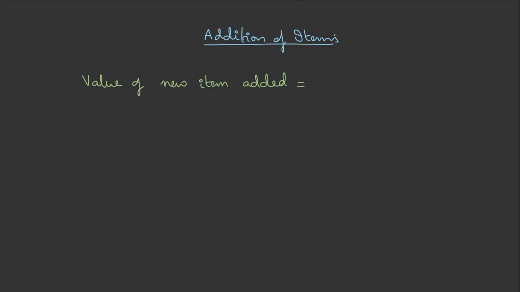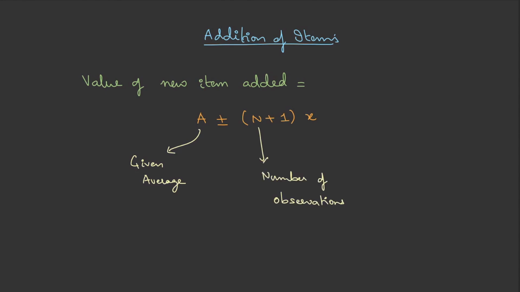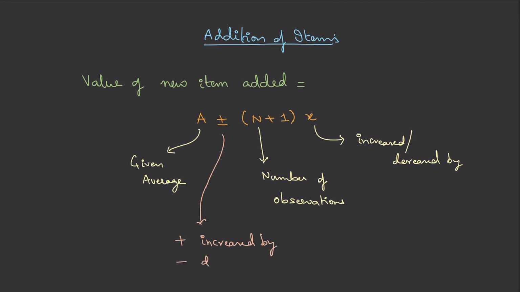In this lecture, let's learn about addition and removal of items. The value of the new item added will be a plus or minus (n plus 1) into x, where a is the given average, n is the number of observations, and x is the value which is given as increased by or decreased by. And plus or minus: we take plus when it is increased by, and we take minus when it is decreased by.